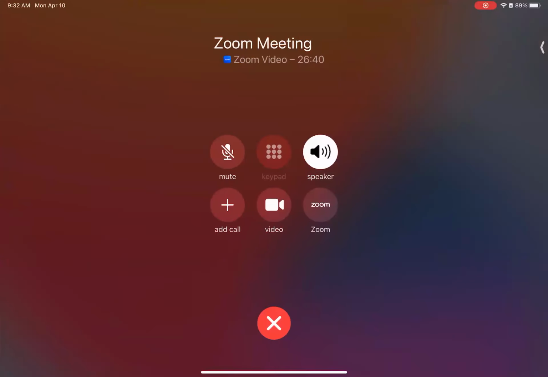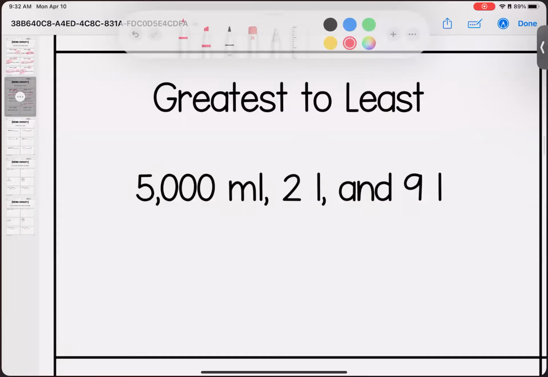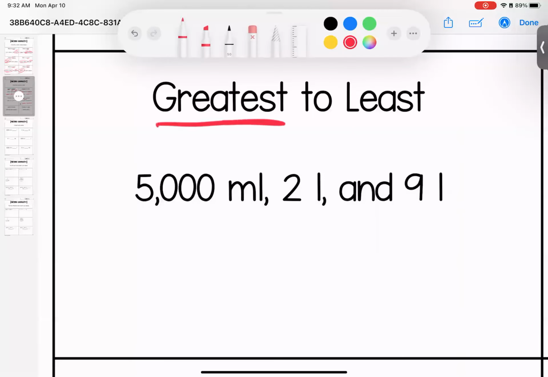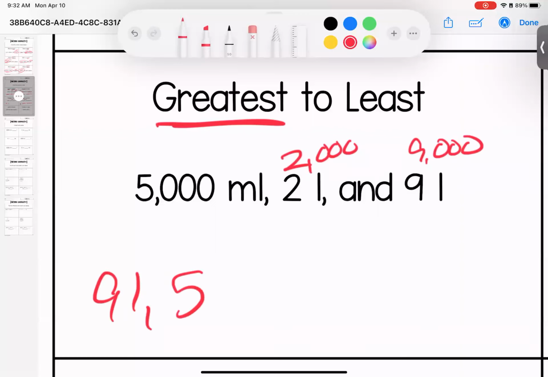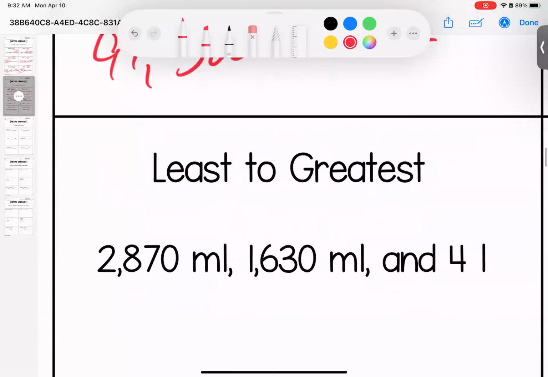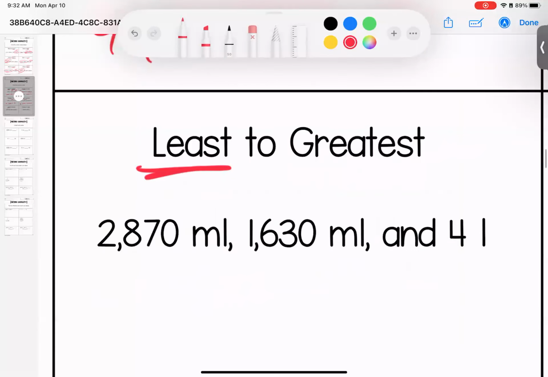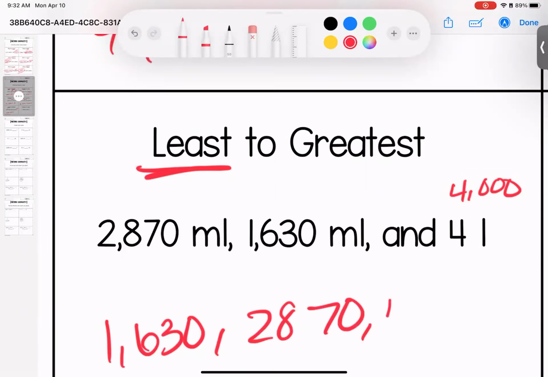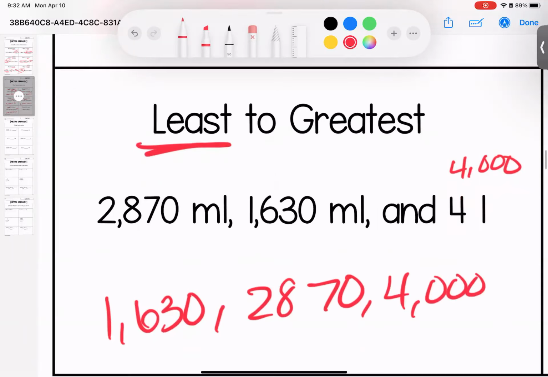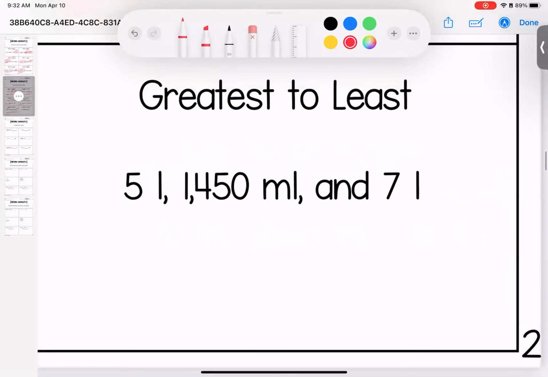Over here, whoa. One moment, please. There we go. Over here, greatest first. 9 liters, and then 5,000 mLs, and then 2 liters. Least first would be 1,630, 2,870, 4,000. Popping over to this last one, I want the greatest first.